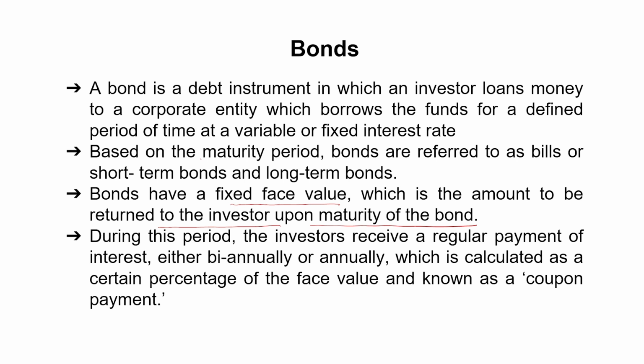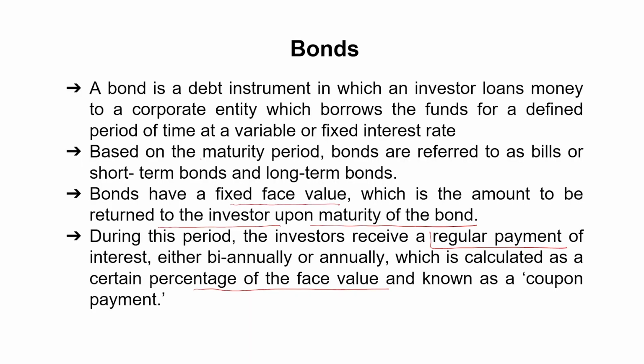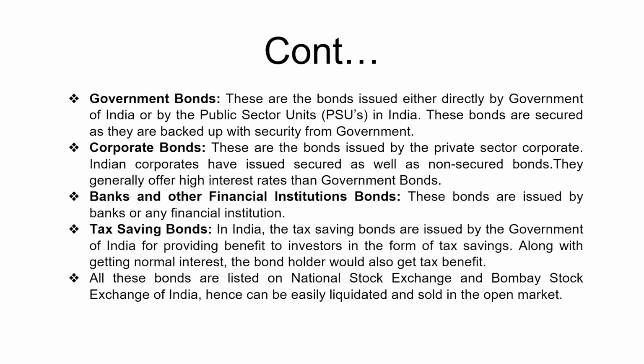During this period, the investor receives a regular payment of interest, either on a biannual or annual basis, which is calculated as a certain percentage of the face value. Both features are available in bonds: either you take the interest at regular intervals or you take the interest on the date of maturity. Such payments are known as coupon payments, calculated as a certain percentage of face value.